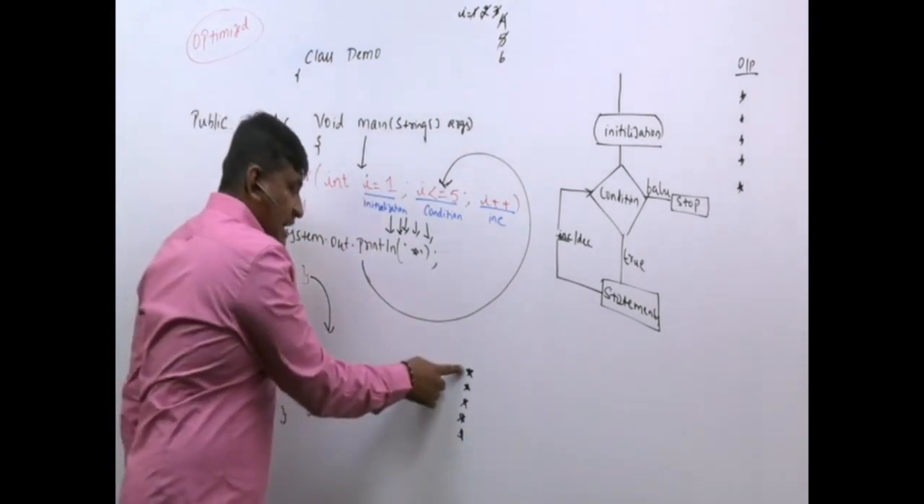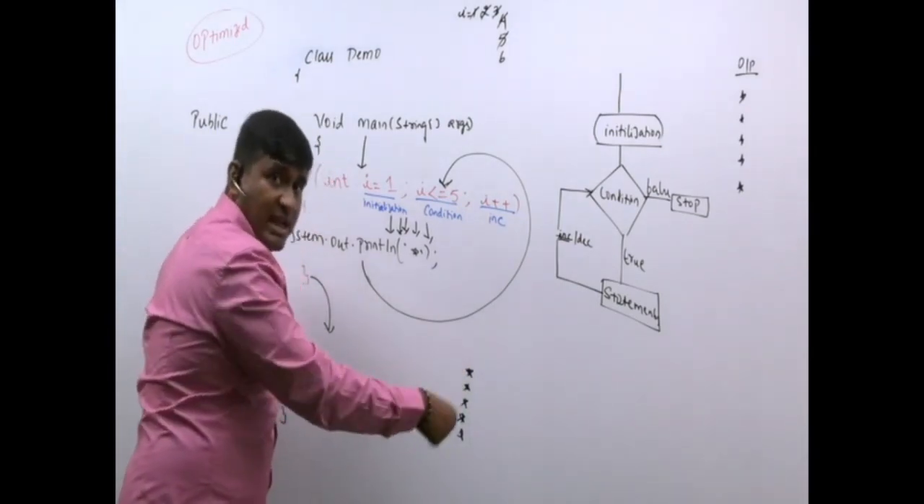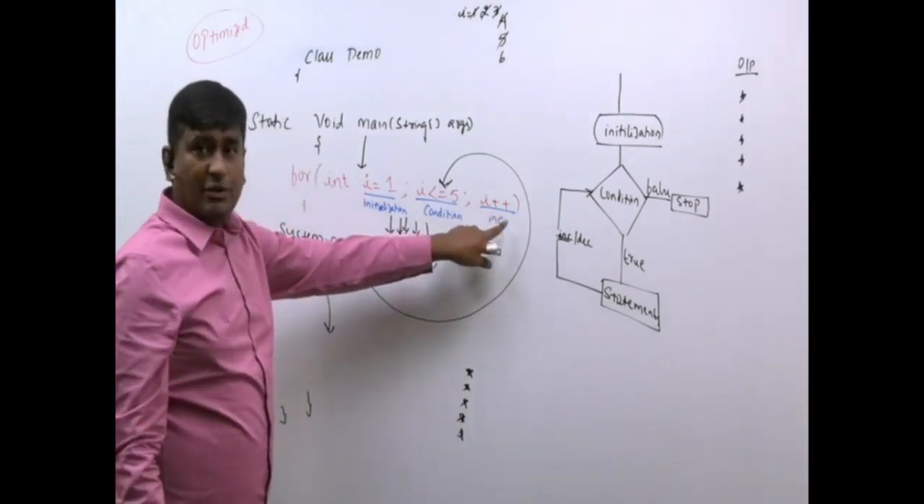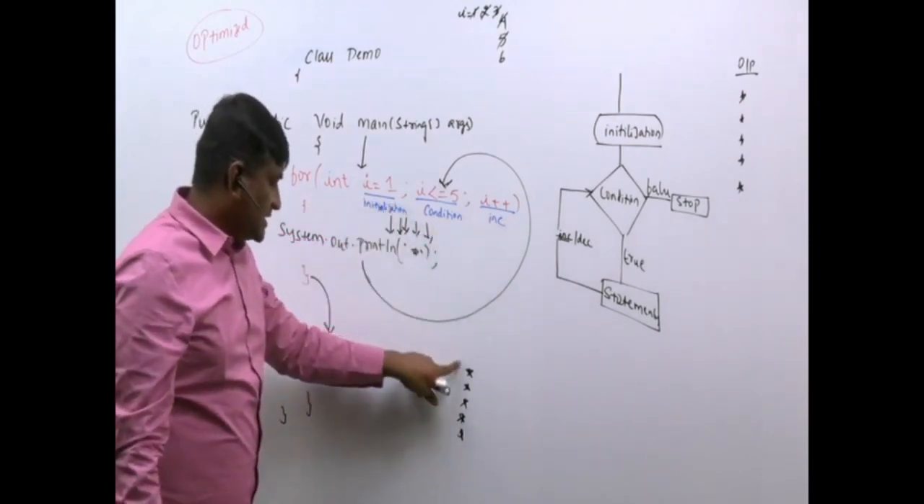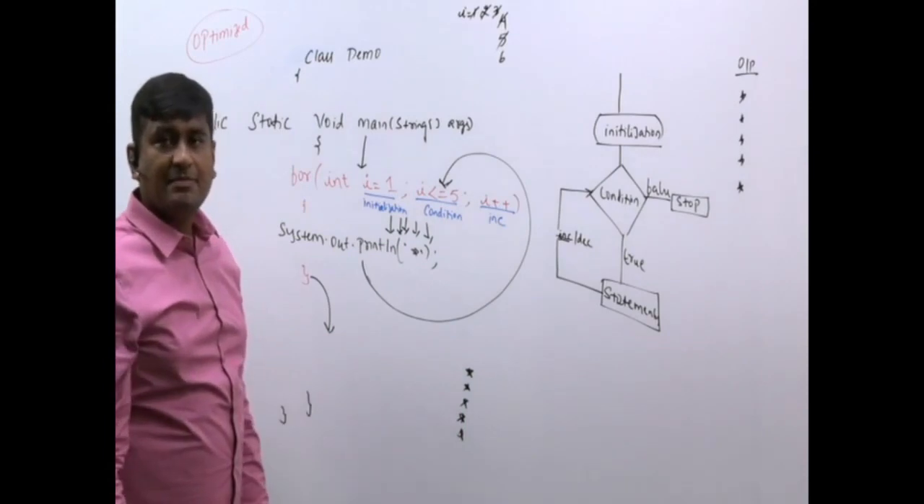No. First I wrote this star, next this star, next this star. Means I was writing one by one. That is this value. So start displaying the first star till the 5th star. One by one you display like that.